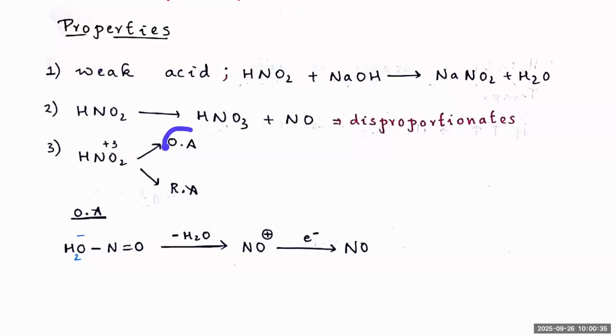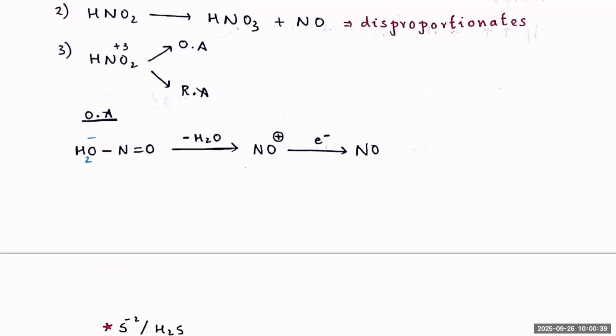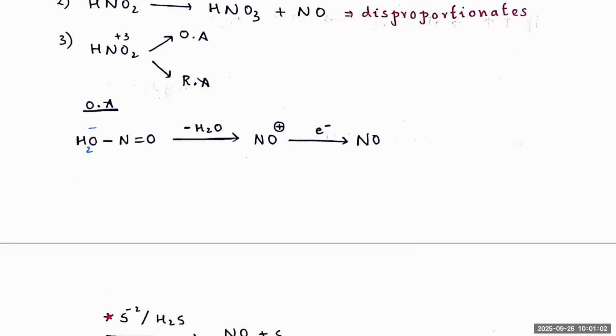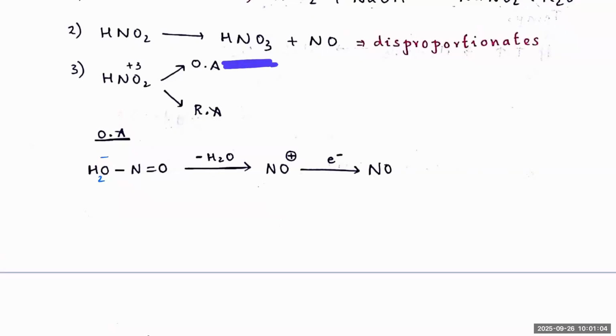HNO2 acts like both an oxidizing agent and a reducing agent. When it acts as an oxidizing agent, it first gets hydrated, losing H2O to convert itself into NO+, and NO+ takes up an electron as an oxidizing agent and converts into NO gas. When it is a reducing agent, it converts into HNO3. Got it?